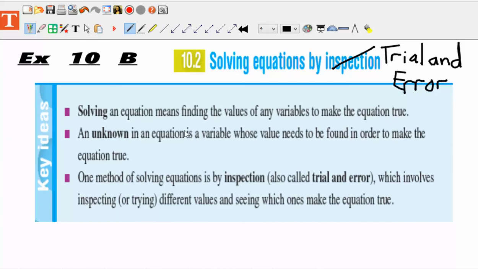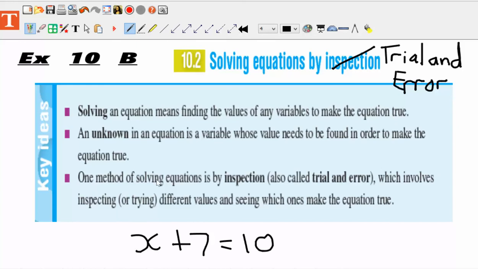Solving an equation means that you find values for variables to make the equation true. Remember, we might have had something like x plus 7 equals 10. To make the equation true, we need to find the value of that variable. An unknown in an equation is a variable, also known as your pronumeral, whose value needs to be found in order to make the equation true. So when you're asked to solve an equation, it means finding the value of that pronumeral, that missing value.